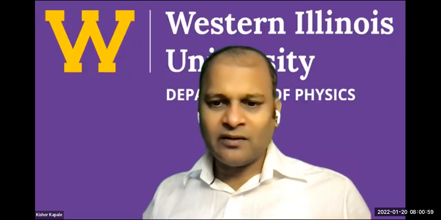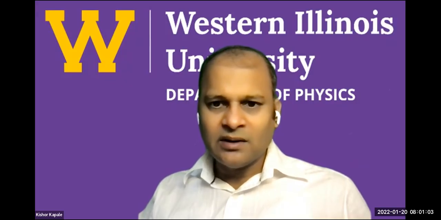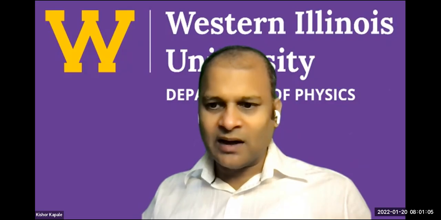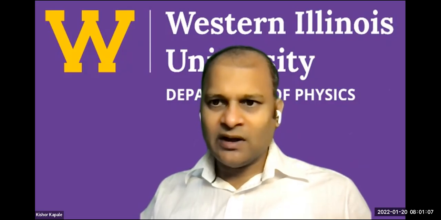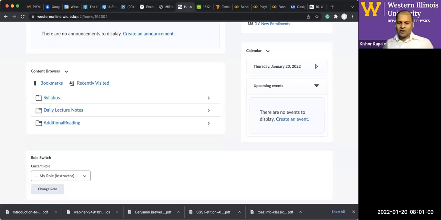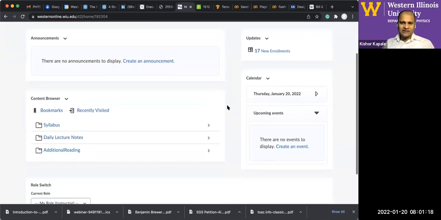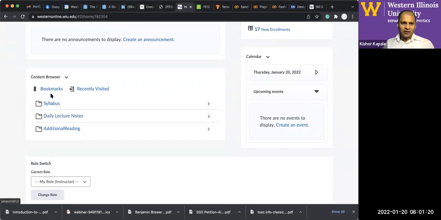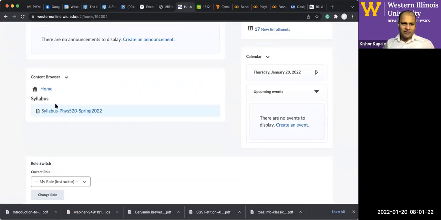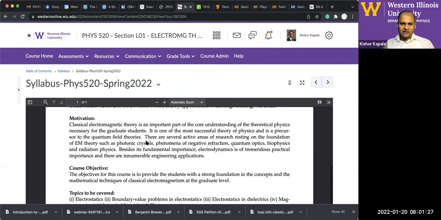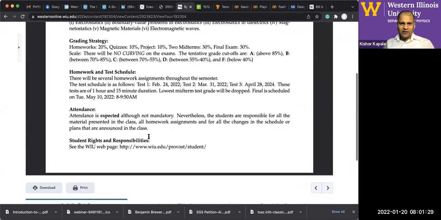Okay, so the first thing we're going to do is look at the Western Online class page, just quickly review the dates for the test and how the structure looks like. So I'm going to start from a clean slate this time, so none of the old documents are here. So here's the syllabus, and let's just quickly review the dates. The dates are all here now.